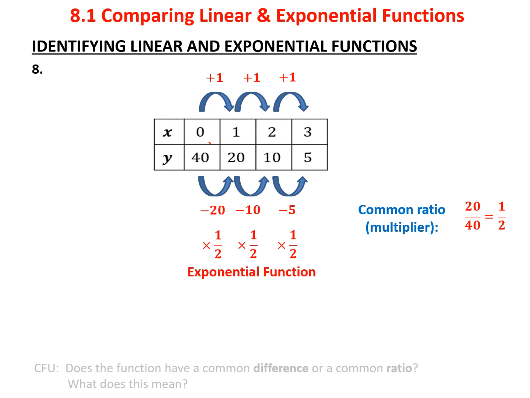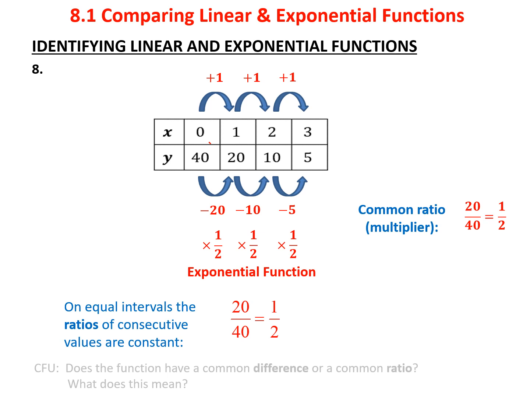This time it's being multiplied by a half, or you could consider that the same as being divided by 2. So on the same equal, see 20 divided by 40 is 1/2, 10 divided by 20 is 1/2, and 5 divided by 10 is 1/2. That's what we call the common ratio or the common multiplier, an exponential function.